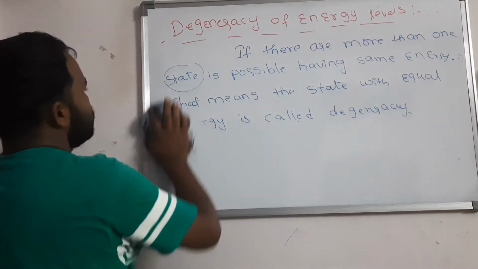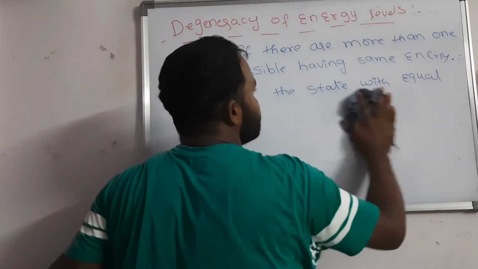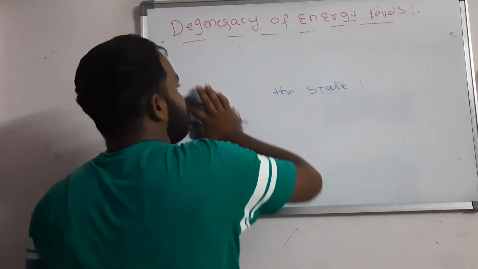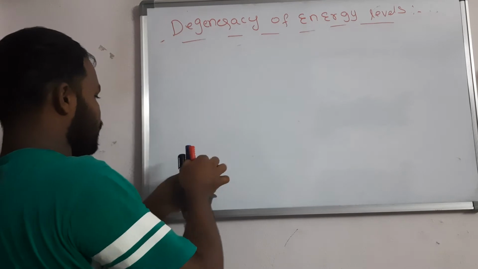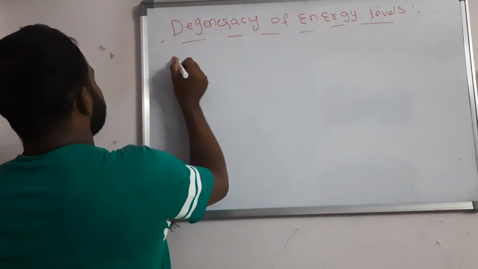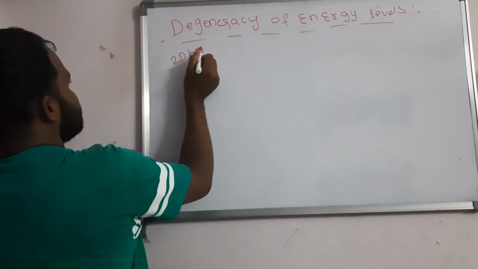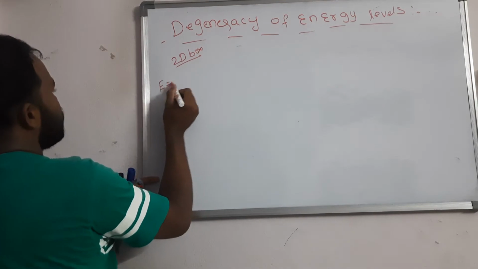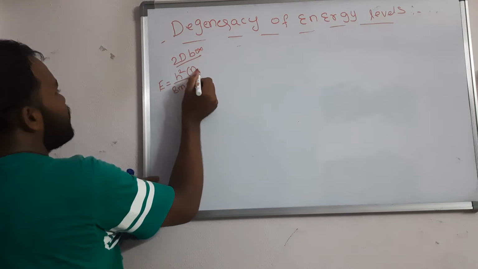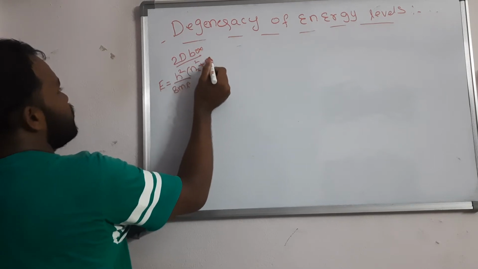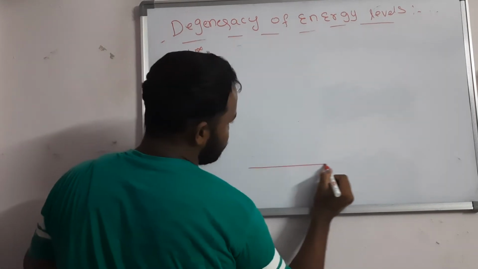You should write. So for the 2D box we will discuss the energy. What is the energy for the 2D box? E is equal to h square by 8ml square, nx square plus ny square. I will write here.